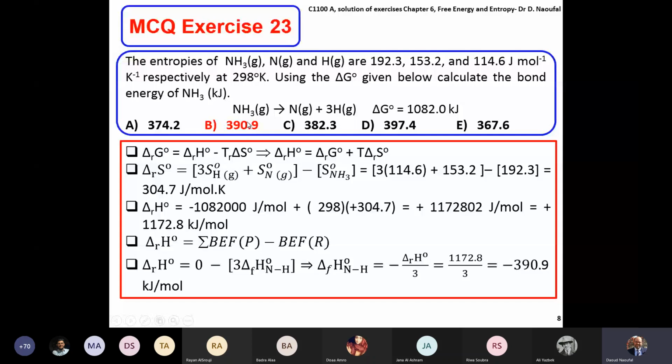If we draw Lewis structure, we obtain 3 bond NH, simple NH, so minus 3 delta H0 of the bond NH, and therefore delta H0 of the bond NH equal minus delta H of the reaction divided by 3 equal minus 390.9 kilojoule per mole. Pay attention that your answer should be negative, since when you apply this relation, you use the bond energy formation, and the bond energy formations are negative. So the value should be negative side. The correct answer is B.